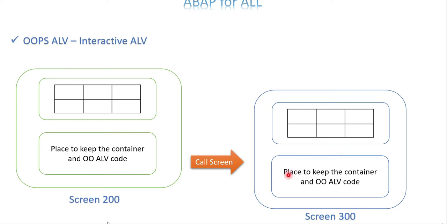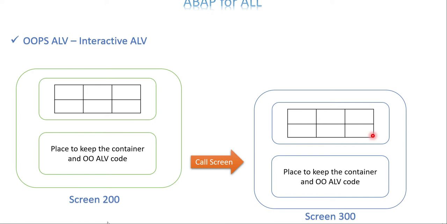Along with that, we have to make some basic stuff like calling the screen, and we have to write the code to fill the catalog for the ALV. That is going to happen in the PBO of the first screen. In the second screen, it is a little bit different. I'm not going to write the code in the PBO. Instead, I'm going to write the code in the event.